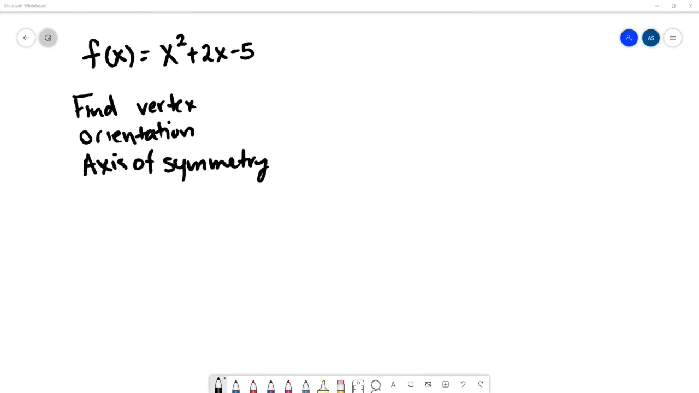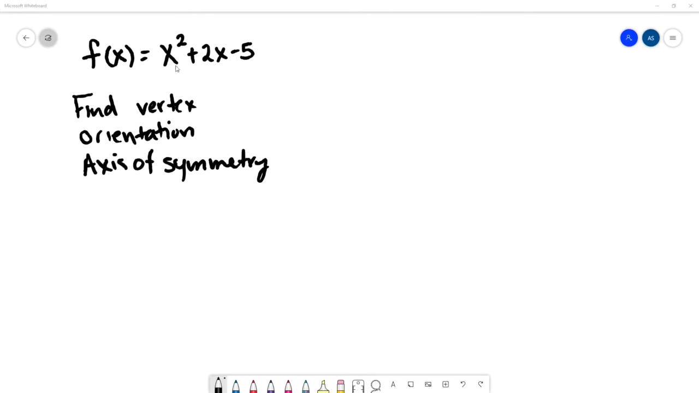In this example, we have a quadratic function, f of x equals x squared plus 2x minus 5. And we want to find the vertex of this parabola. The graph of a quadratic is a parabola. We want to find the orientation of that parabola, meaning does it face up or down? And we also want to find the axis of symmetry.